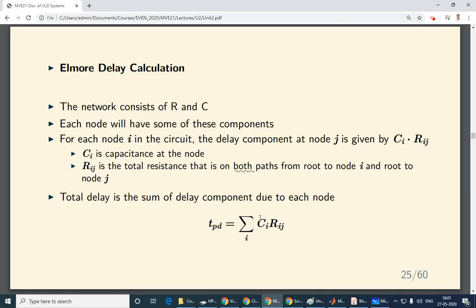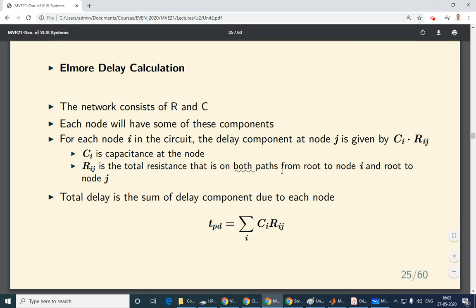So if you go back to the definition, Rij is the total resistance that is on both parts. Root to node I and root to node j. So what is I? I is what is changing. That is, every time we come from one node to another node, I will keep changing. So for Rij, between two nodes I and j, what is the shared resistance?